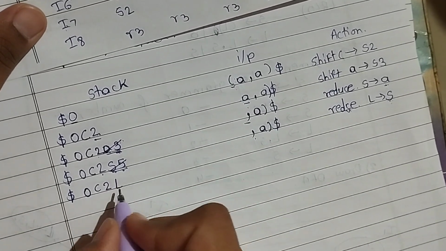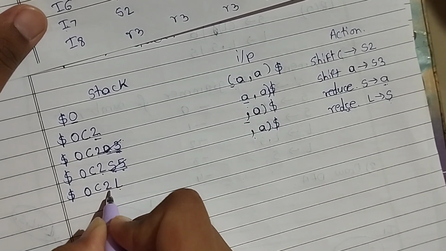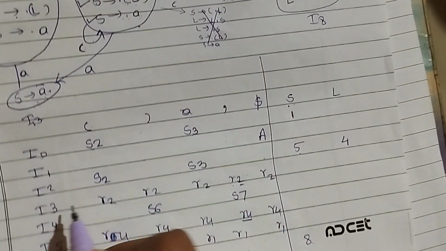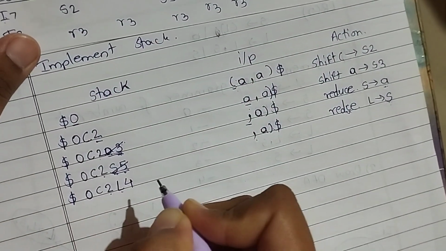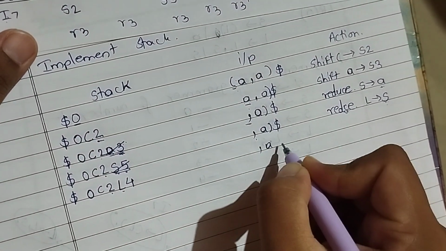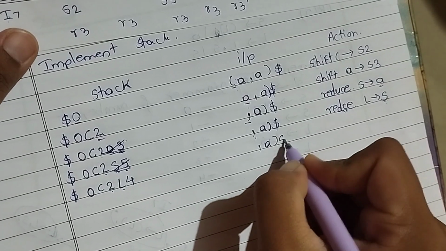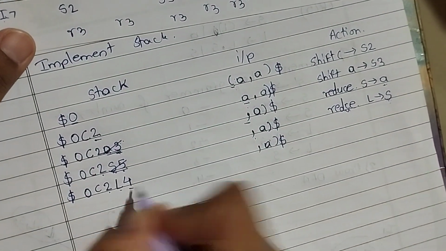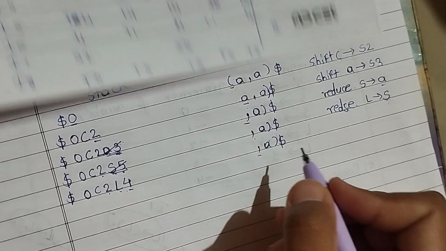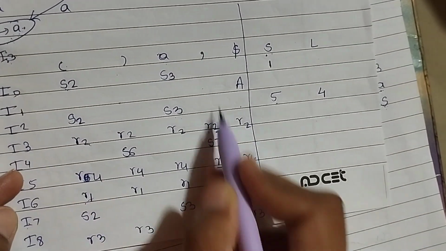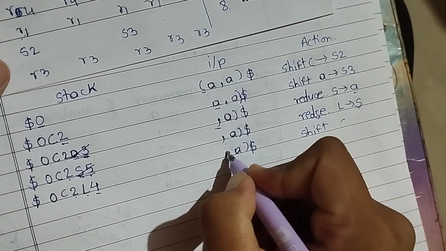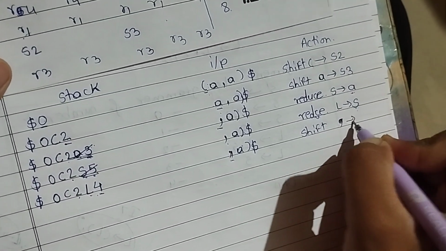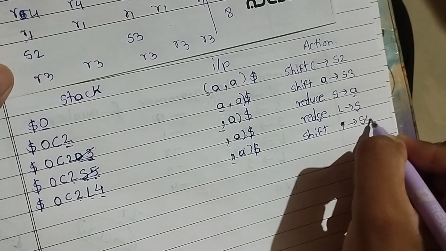Now we want a number, so from where do we get the number? We see I2 in L. I2 in L is 4. So we write 4 here, and this comma A closing bracket dollar, write as it is. Now this 4 and comma, I4 and comma. I4 and comma is S7, means shift. So shift S7 for what? Comma. Comma is shifted to S4.